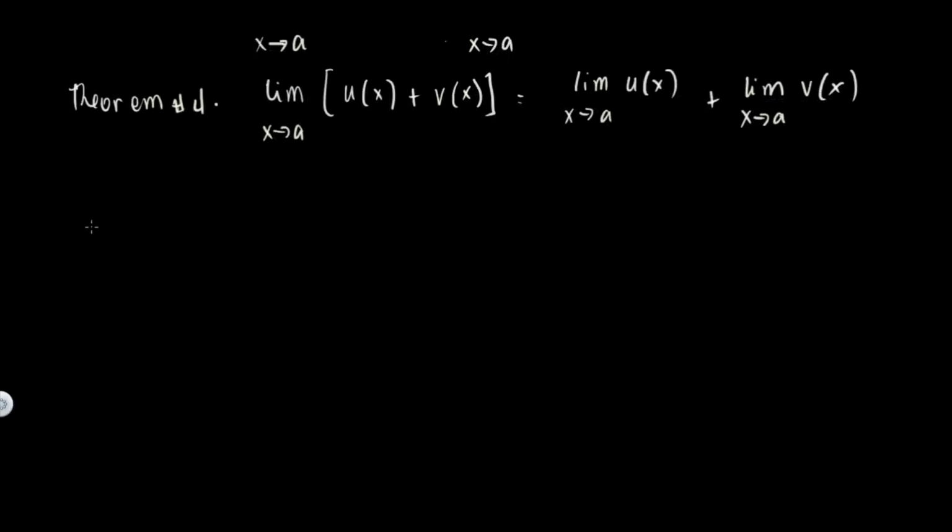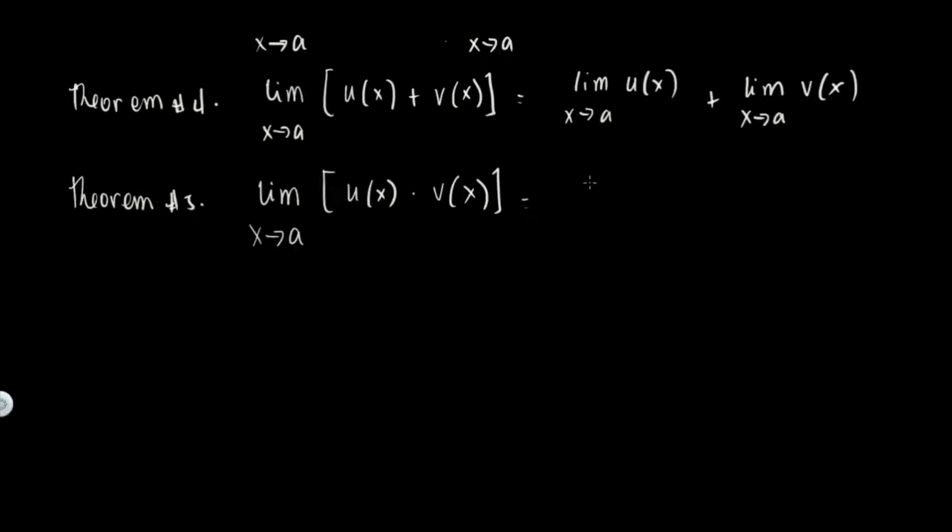Okay, then theorem number five, the limit of u of x multiplied by another function v of x as x approaches a is equal to the product of their limits. So that is limit of u of x as x approaches a multiplied by the limit of v of x as x approaches a. Okay?